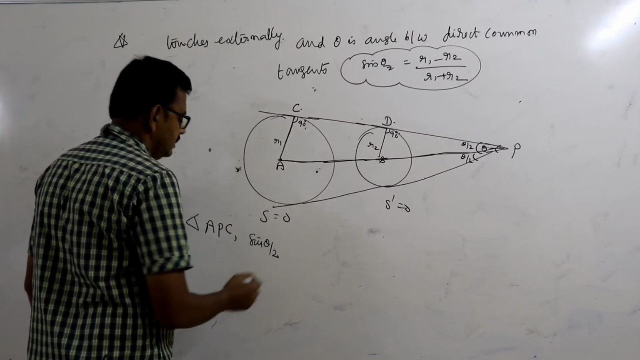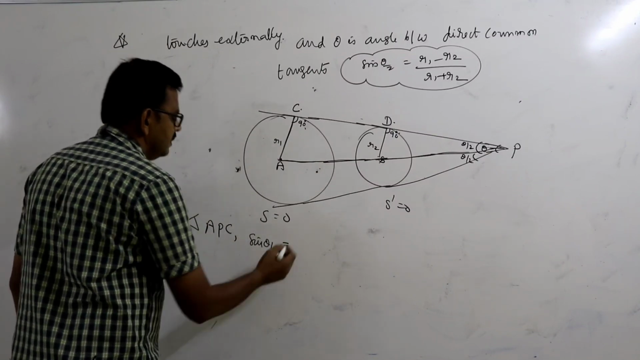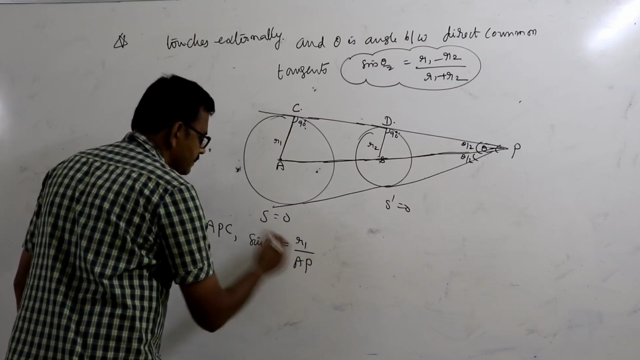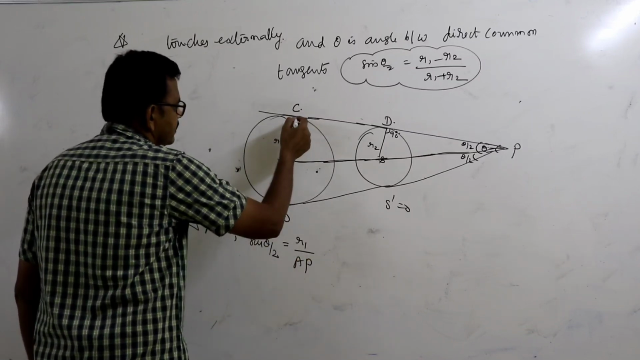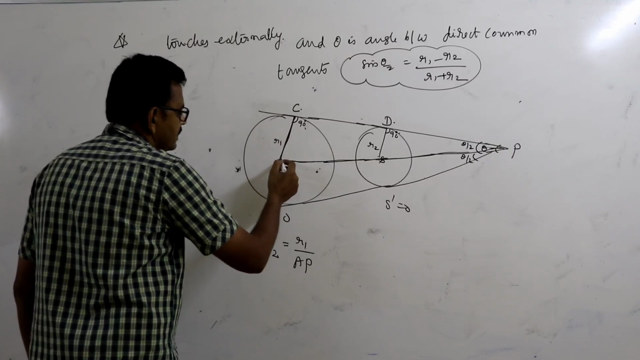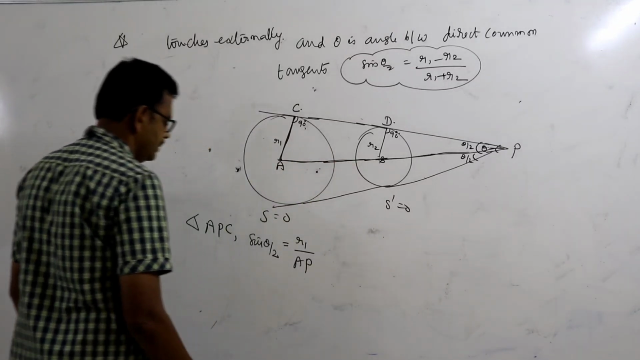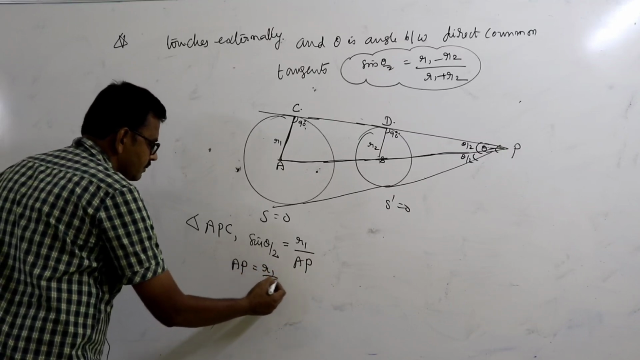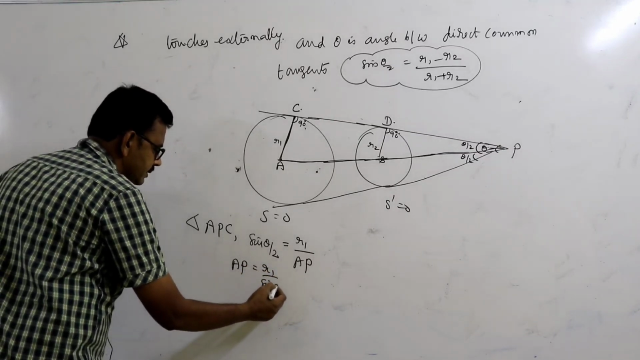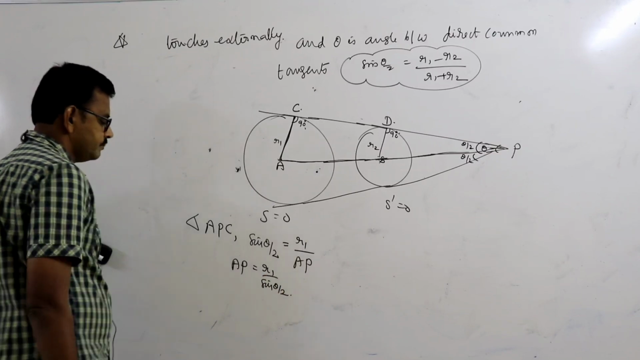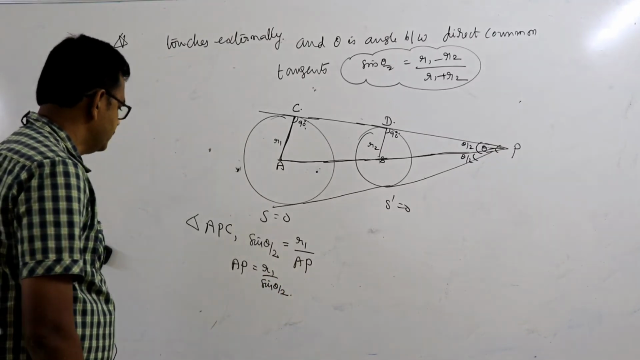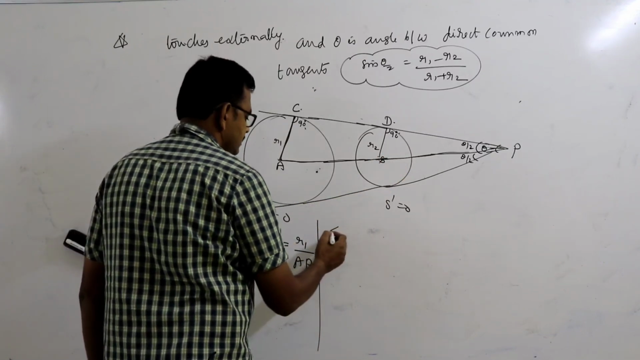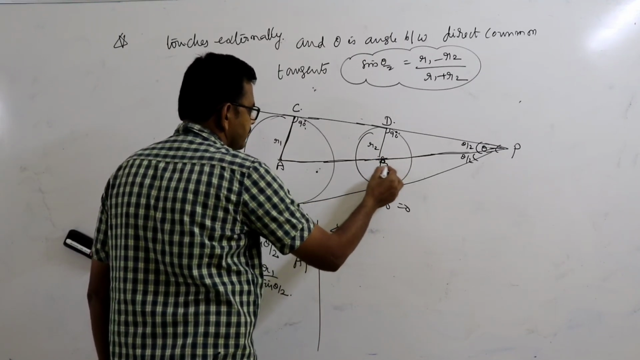Sin theta by 2 is equal to R1 by AP. R1 by AP. So this is opposite side and this is hypotenuse. Therefore AP is equal to R1 by sin theta by 2. AP equal to R1 by sin theta by 2. And from the triangle, this is B.